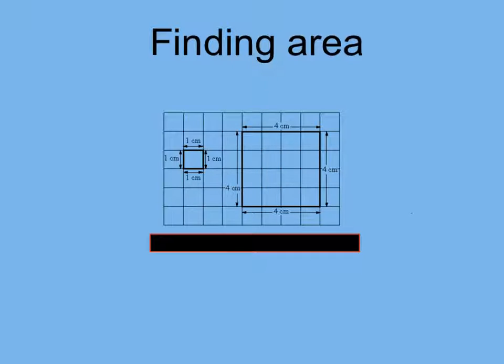If you remember from years past, when you find the area of an object, you're finding the amount of space inside of something. And so we measure that in square units. In this figure right here, the area would be 16 square centimeters because there's 16 squares, and they're a centimeter on each side, so they're square centimeters.